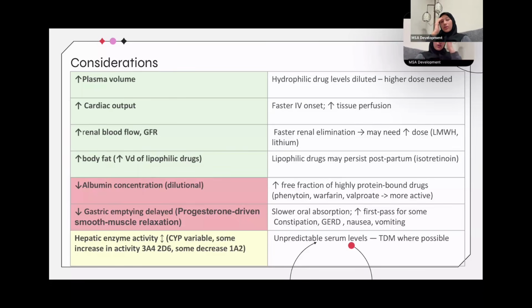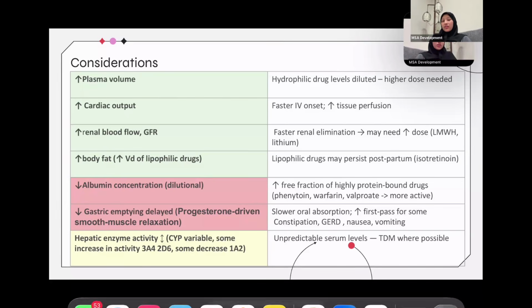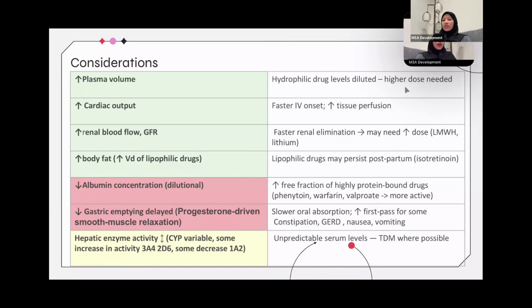Now, the other thing that I want to mention is, according to these, you have these effects. You need a higher dose, you need faster IV onset because of your heart beating faster and more. Faster renal elimination, so you need more dose, especially for renally eliminated drugs like heparin, lithium. Because of the body fat, lipophilic drugs, the ones that like fats, will persist in the blood long. So you need to consider reducing the dose or not even giving them, for things like isotretinoin. This is actually contraindicated, so we'll see.